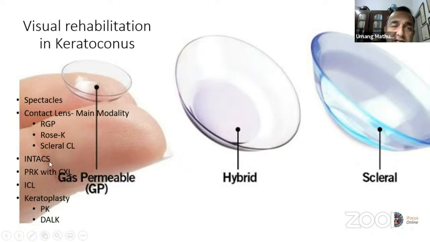For mild to moderate cases, you could use Intacs or PRK with CXL, also to shift the cone to get slightly better vision with either soft lens or spectacles. Some people like to put ICL, but it doesn't give very good quality of vision because the irregularity on the corneal surface does not get corrected with ICL.